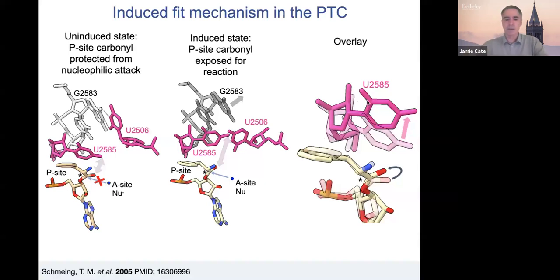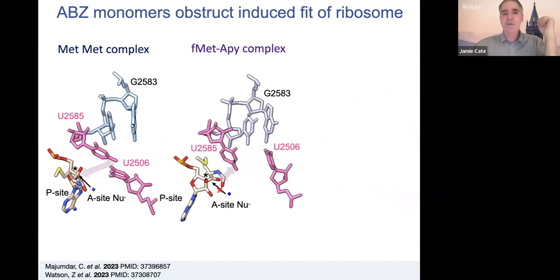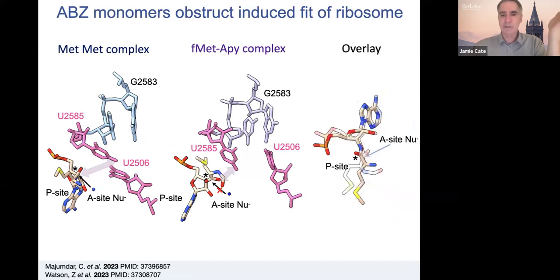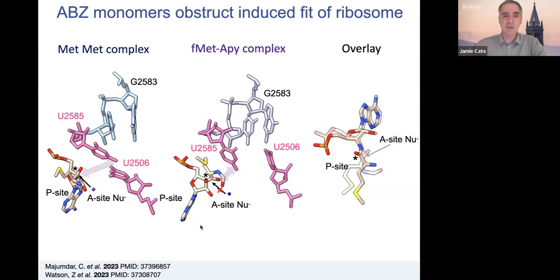This gives you a sense of the flexibility of RNA in some parts. When we looked at these aminobenzoic acid monomers, what we see is that they don't move out of the way. They don't have what's called an induced fit. They're not able to do that. That means the nucleophile is not able to get access to where it needs to make a chemical bond. So that's really the first problem that we noticed, that this induced fit is not allowed by this aminobenzoic acid.